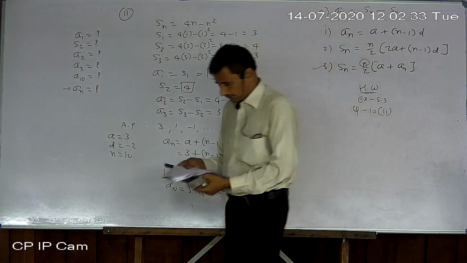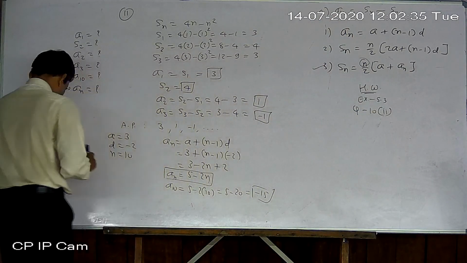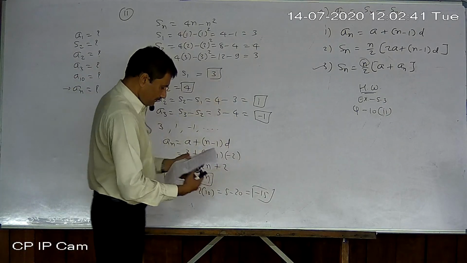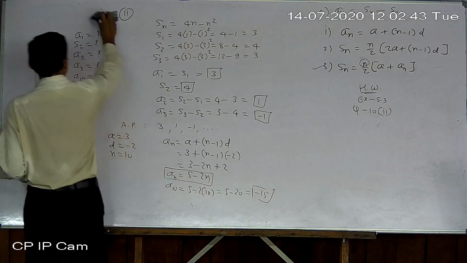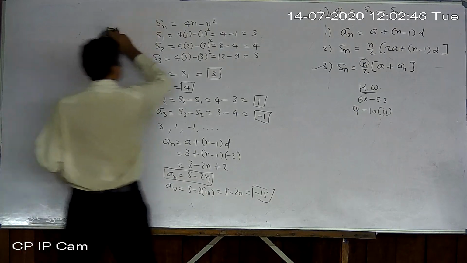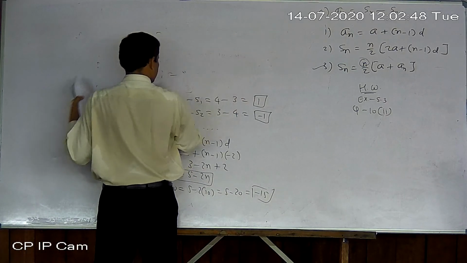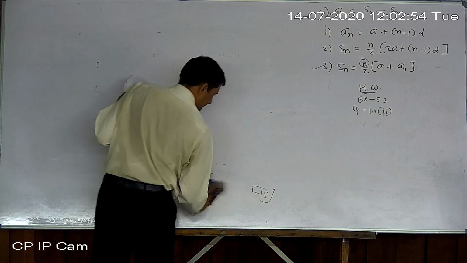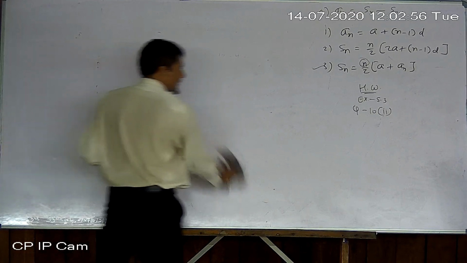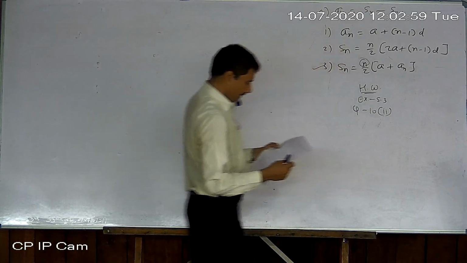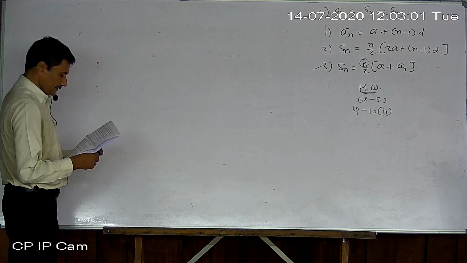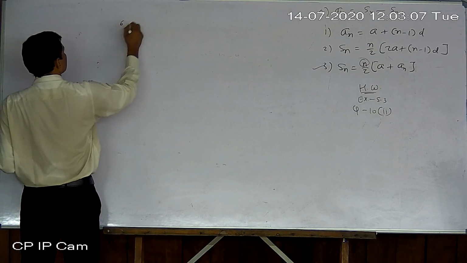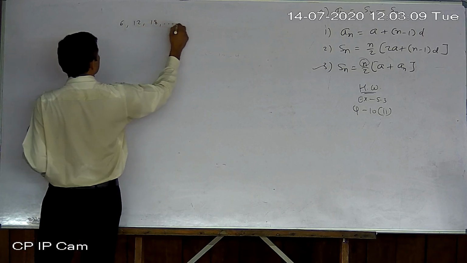Okay, now look at number 12. Find the sum of first 40 positive integers divisible by 6. Now you know what a positive integer means, 1, 2, 3 like this. Find the sum of first 40 positive integers divisible by 6. So that will be like this: 6, 12, 18 like this.